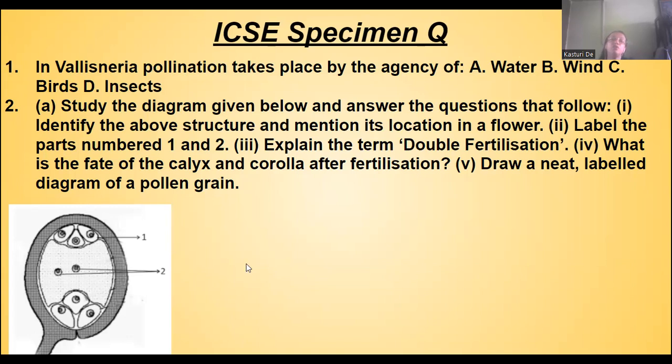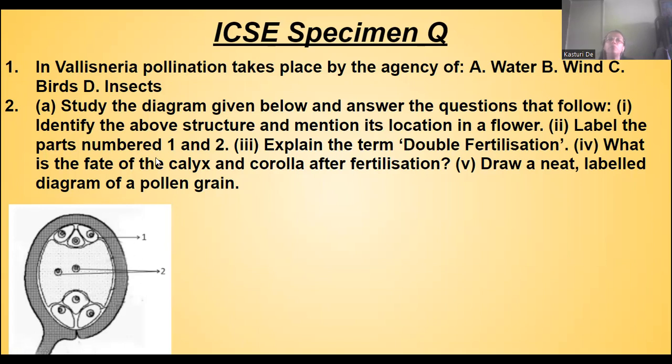So first, we need to identify the above structure. The structure is of an ovule. It is located in the ovary of the gynoecium. The gynoecium consists of stigma, style, and ovary. So inside the ovary comes the ovule, and the parts which are given are of the ovule.